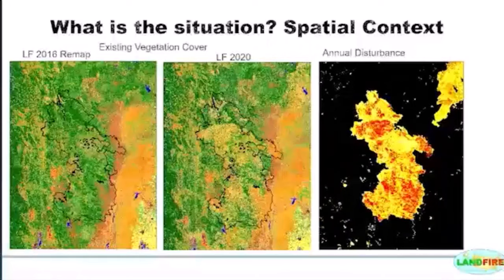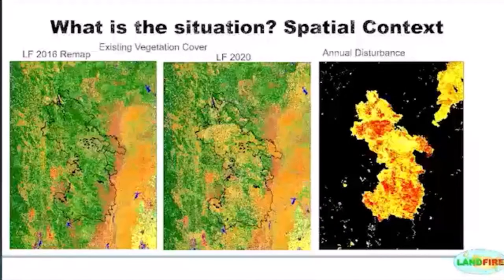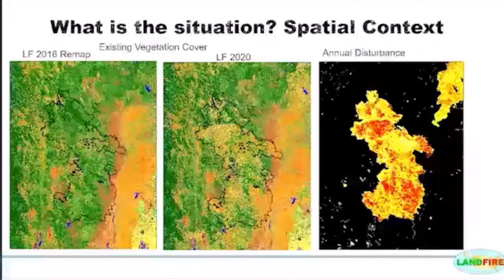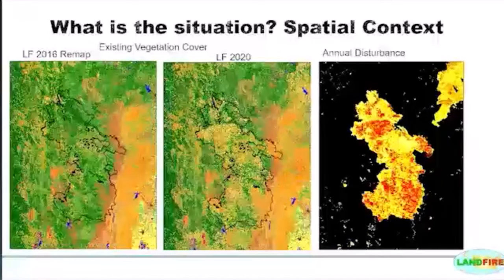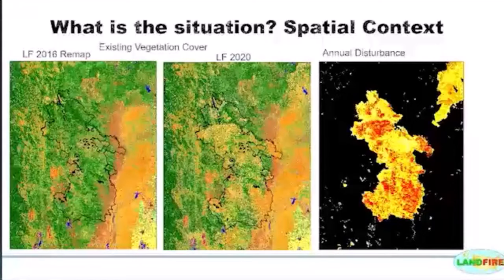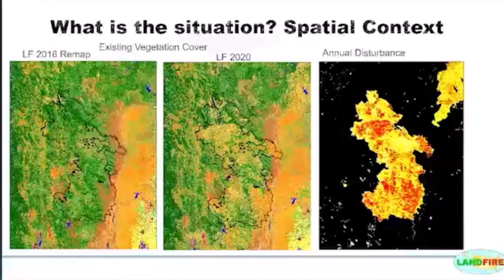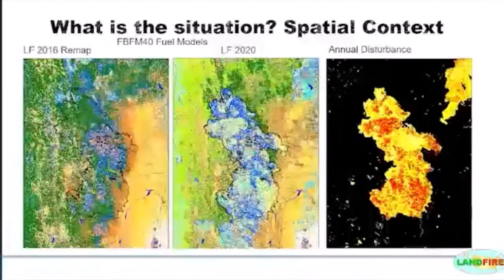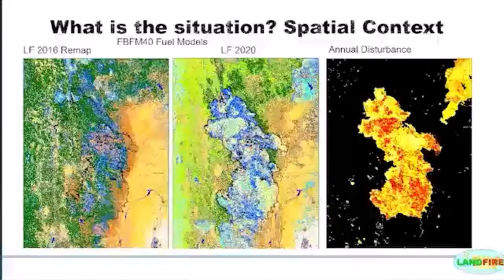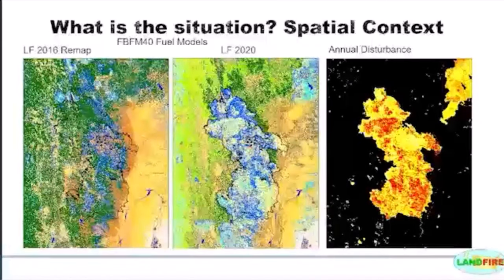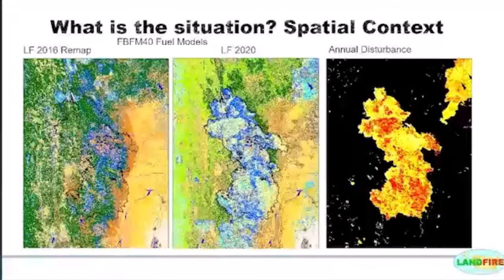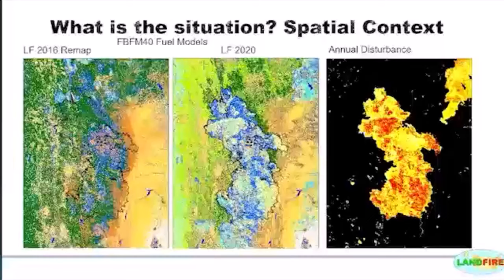And then LANDFIRE will take what the vegetation cover was before. It will use the severity. You can see in the high severity areas, there's more reduction of vegetation cover. So we keep that updated for that spatial context. And then again, for the fuels layer, so this is the FBFM40 fuel models. And again, you can see in the more severe areas, the reduction of fuel.